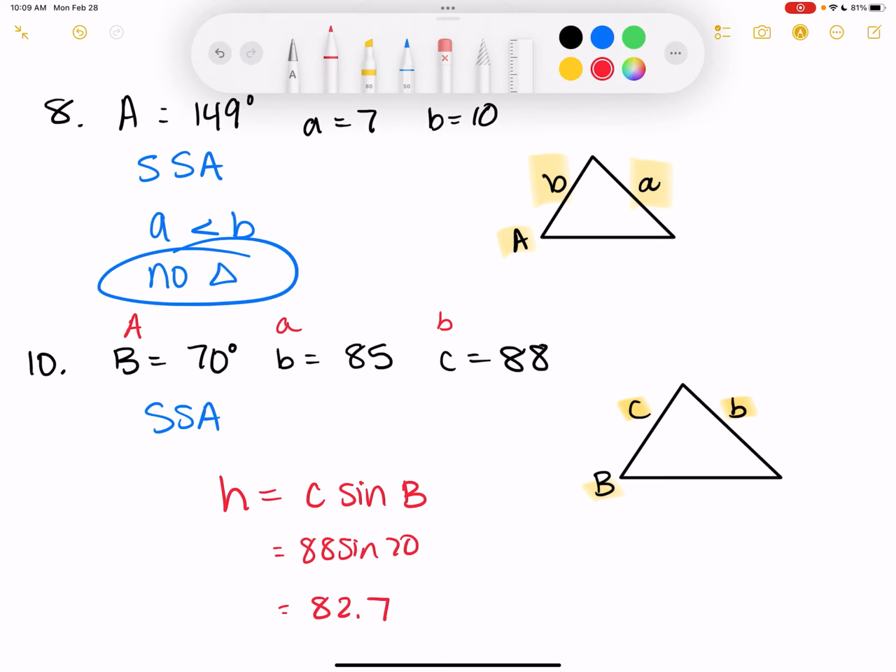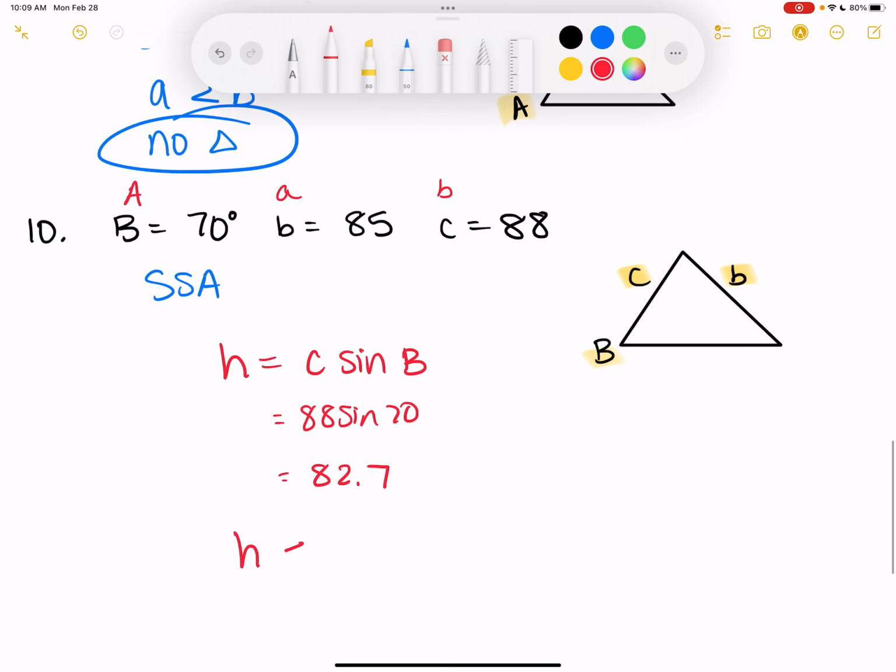So H in relation to B now for this problem. It's less than. H is less than B, which is also less than C. So that means that there has to be two triangles. And then B is also... Wow. Oh, sorry.